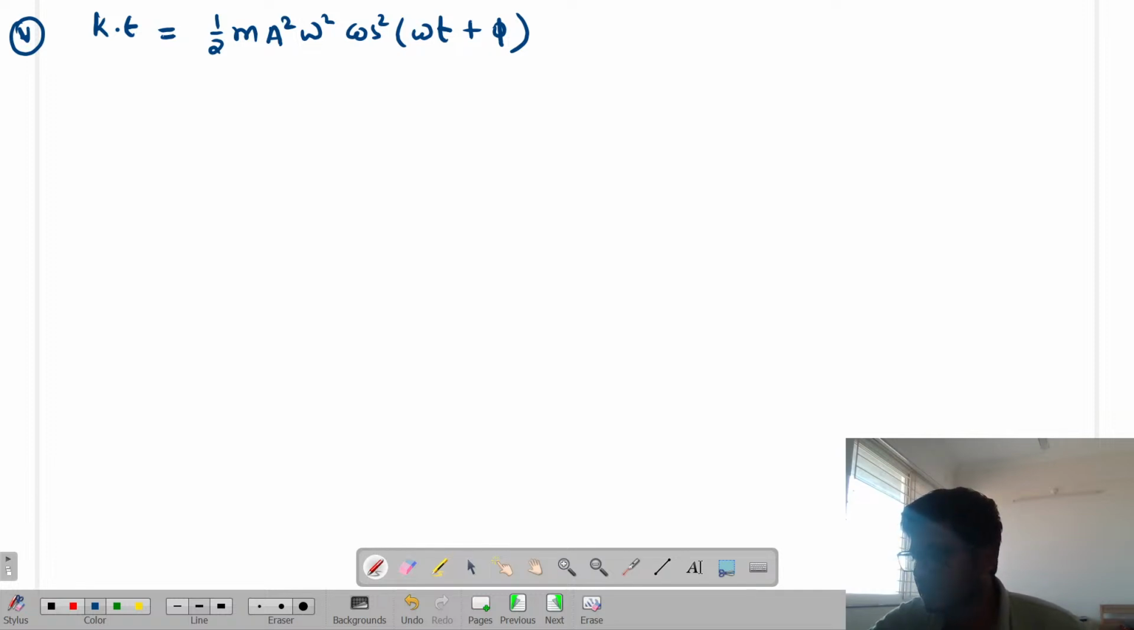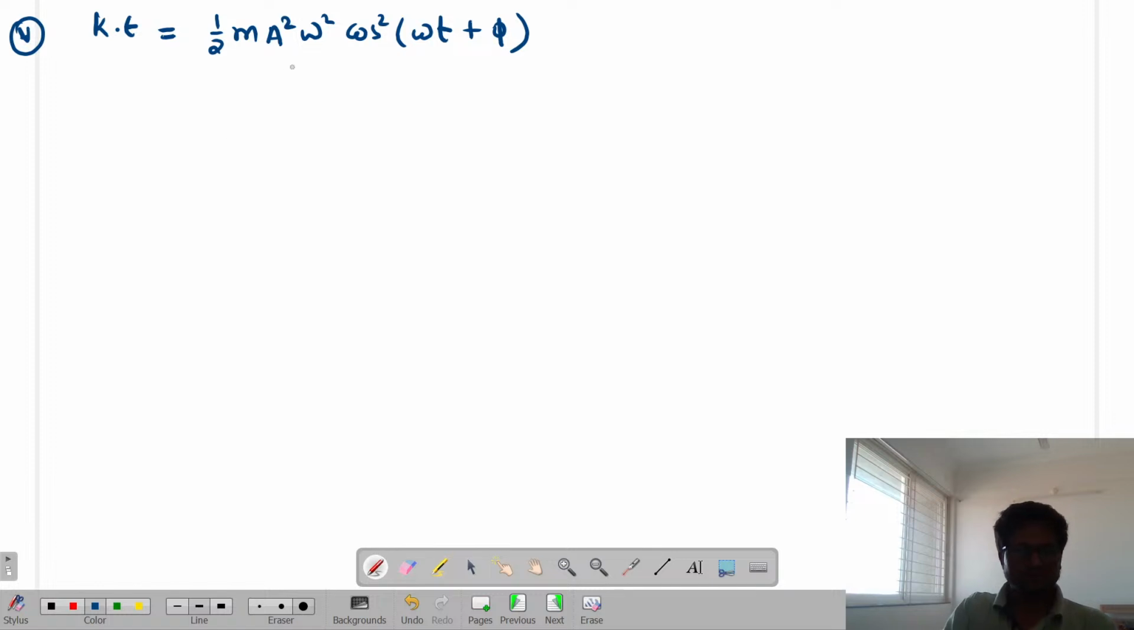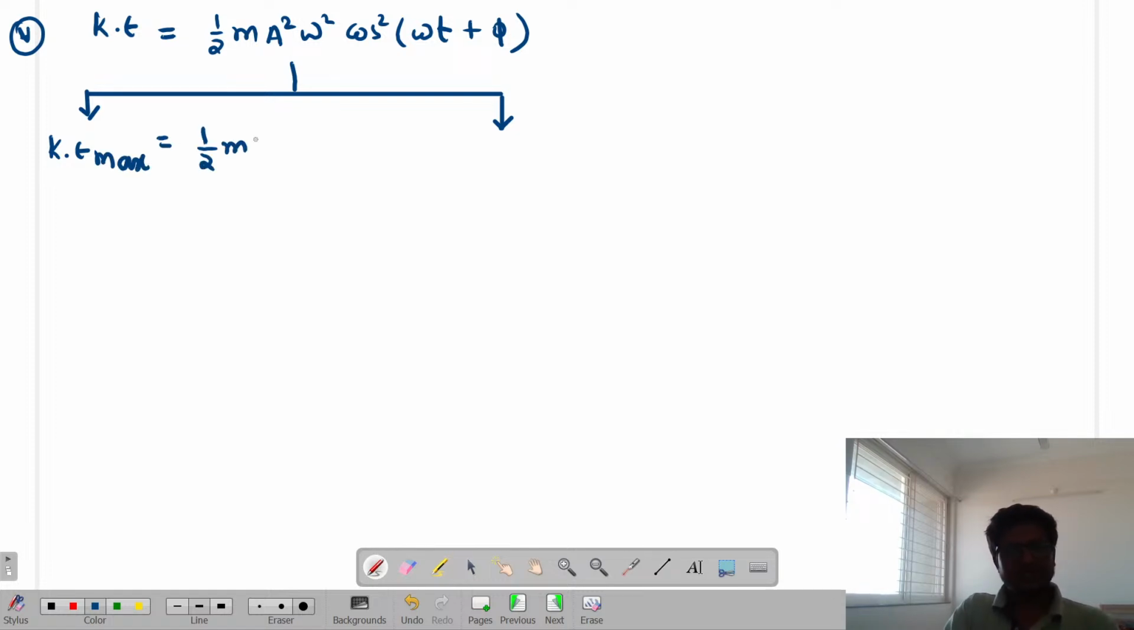Okay, now look carefully. From these two relations, this kinetic energy has two values, one maximum value and one average value, isn't it? The minimum is always zero. The kinetic energy maximum value is half m a square omega square. Minimum is how much? Zero.